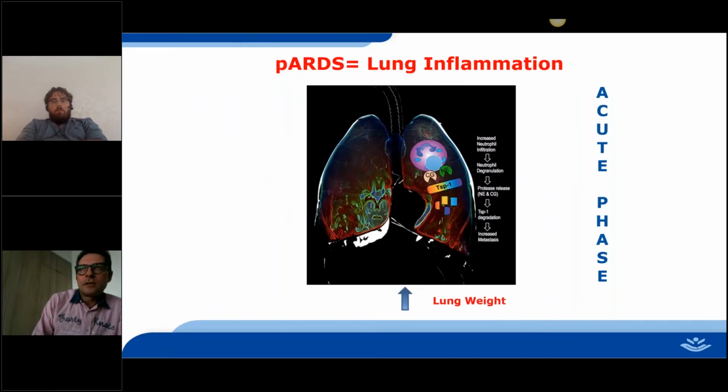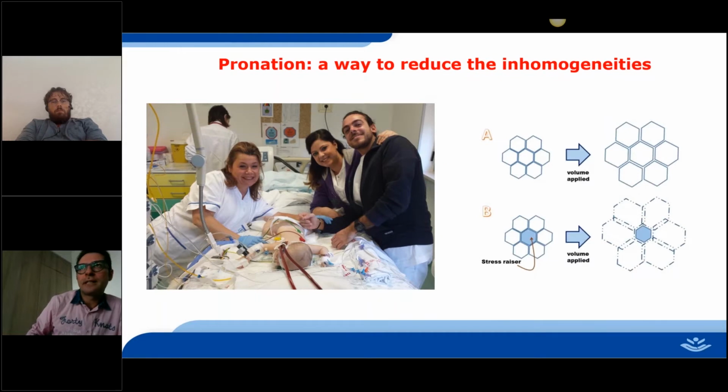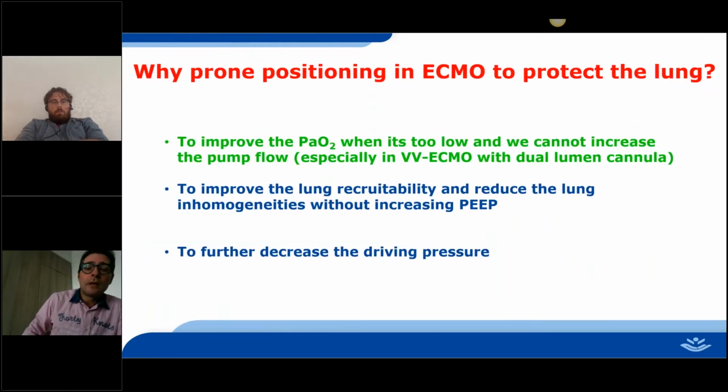Now, to understand this concept better and how we can manage lung-related causes of VILI during ECMO, we have to consider that there is actually only one way to modify the stress risers, before ECMO and also during ECMO. And this approach is the pronation, pronating the patient. Pronation helps a lot, and it can be done also in ECMO. The reason why in some patients, I stress in some patients, we use prone position in ECMO is to improve the PaO2 when it's too low and we cannot increase the pump flow, especially when we use the double lumen cannula and we cannot get the flow that we want.